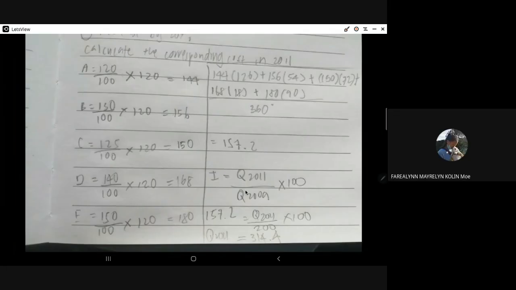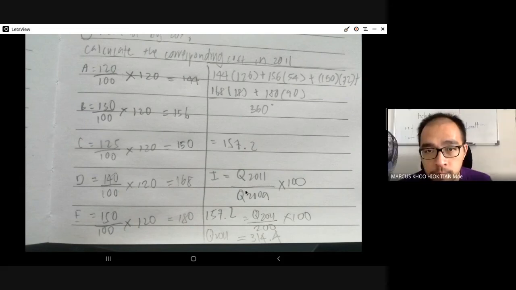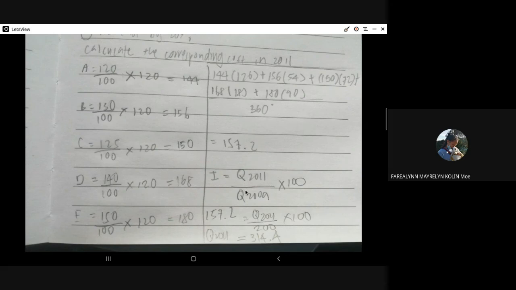Okay, so C, dia bilang increase by 20%. So calculate the corresponding cost in 2011. So setiap A, B, C sampai E darab dengan 120 to get the price index. And then sudah dapat the price index, so kita darab dengan weightage over sum of weightage, we get 157.2. So the index equal to 2011 over 2009 darab 100. From the equation we get 2009 is 200. So pindah-pindah kita dapat 2011 314.4.